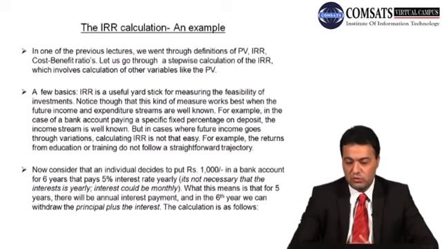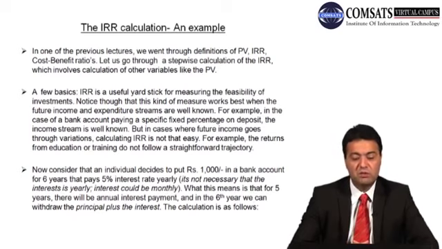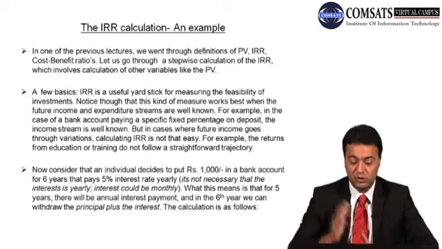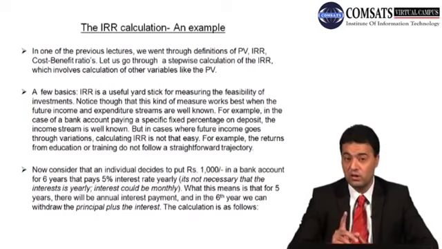Let's see an example, a practical one, and let's see what happens. In one of the previous lectures, we went through definitions of PV, IRR, cost-benefit ratios. Let us go through a stepwise calculation of the IRR, which involves calculation of other variables like the present value. So when you are calculating the internal rate of return, the IRR, you first need to calculate the present values for it. Without that, you wouldn't have an internal rate of return. Few basics. IRR is a useful yardstick for measuring the feasibility of investments, as I just said. Notice though that this kind of measure works best when future income and expenditure streams are well known.